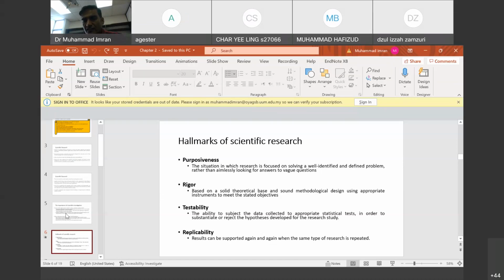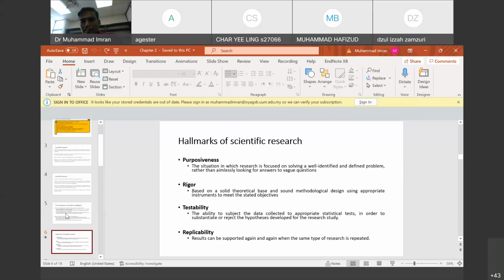Research is focused on solving a well-identified and defined problem rather than looking for answers to vague questions. Vague means unclear. Don't conduct research on unclear situations or vague problems. Your problem should be clarified, a clear problem. Then you can investigate. Okay, number one, the problem should be clarified.